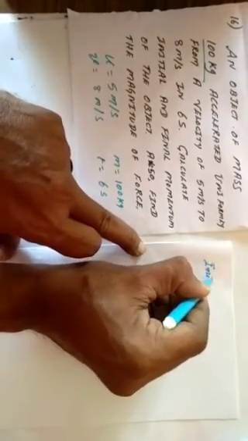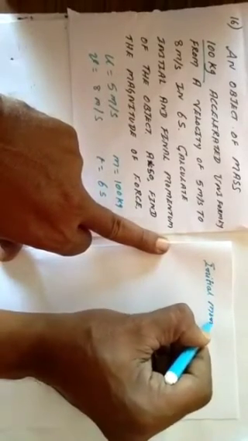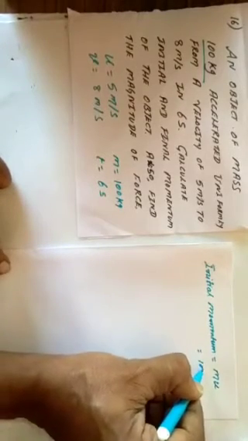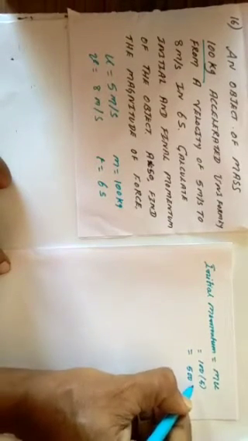We need to find the initial momentum of the body. Initial momentum is nothing but m into u, that is equal to m which is 100 into its velocity 5, that is equal to 500 kg meter per second.